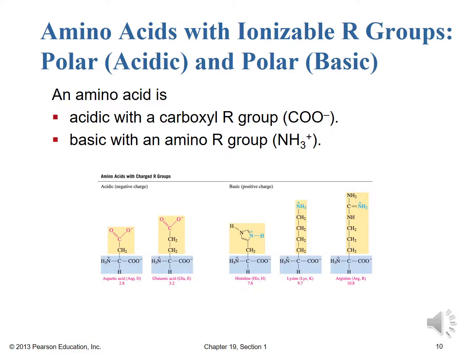But we have just those 2 examples of acidic with carboxyl R groups, and again, depending on pH, those R groups may or may not be charged. And then finally, we have 3 of the basic with the amino R groups, and those would be histidine, lysine, and arginine. So there we have it. Those are the 20 common amino acids and the particular grouping that they fall into.